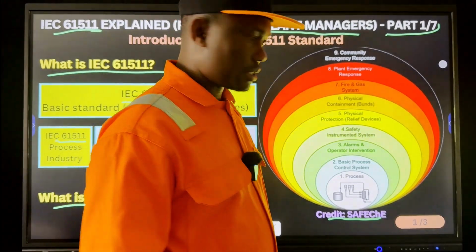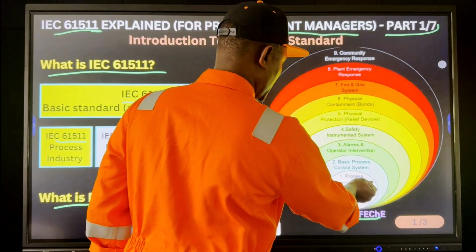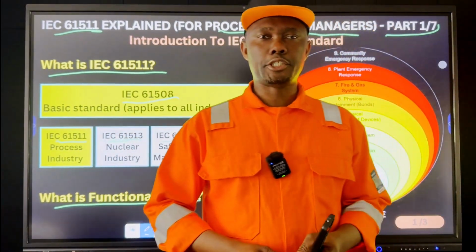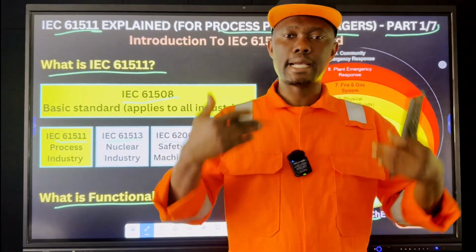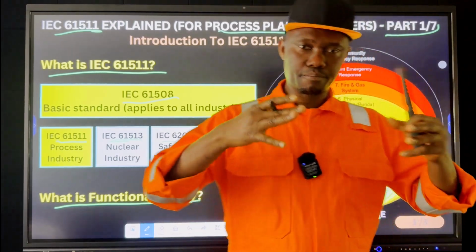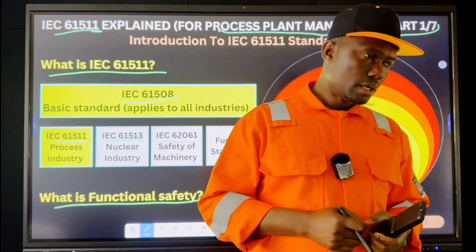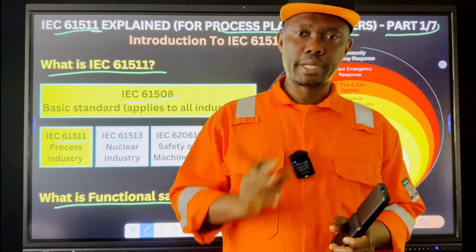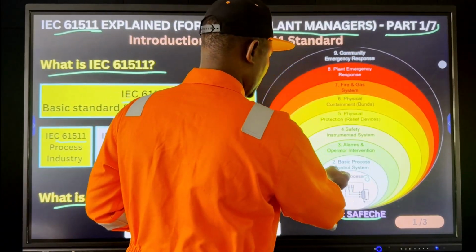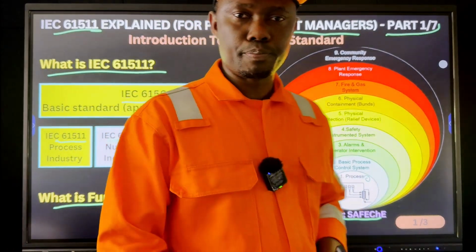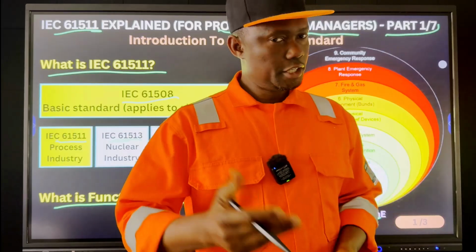So the first layer of protection is the process design. Process engineers do a great job in designing safe processes, safe systems, safe plants. By doing that, I've already eliminated a lot of risks. So the second layer is the BPCS. That's the basic process control system.